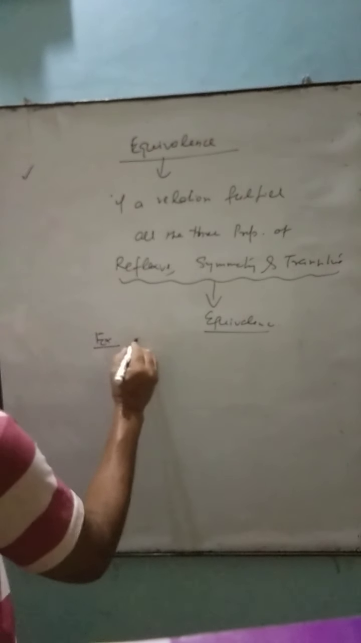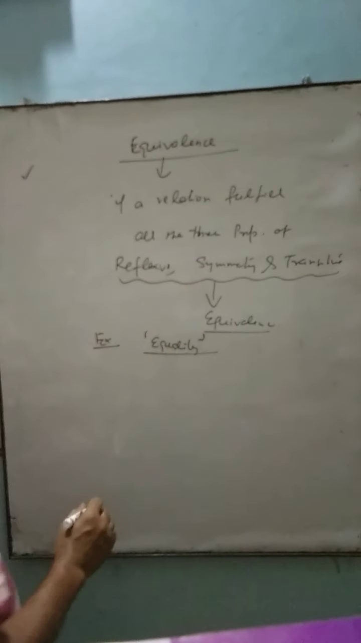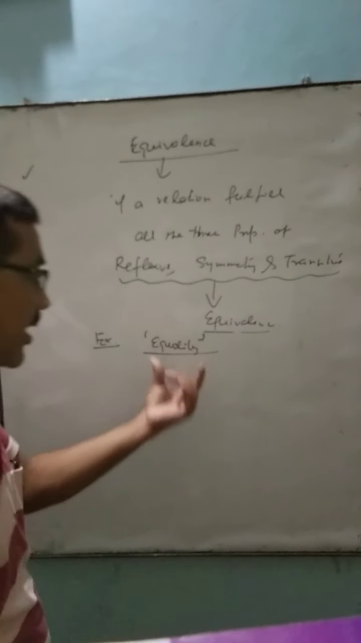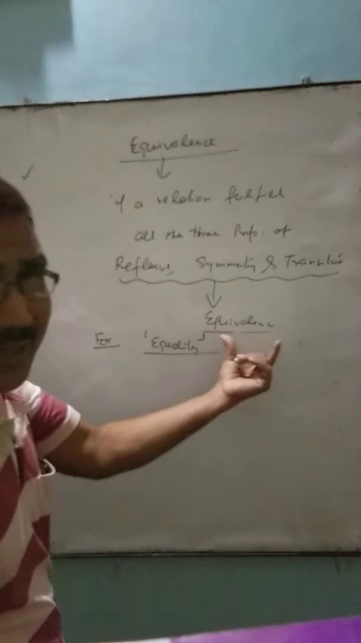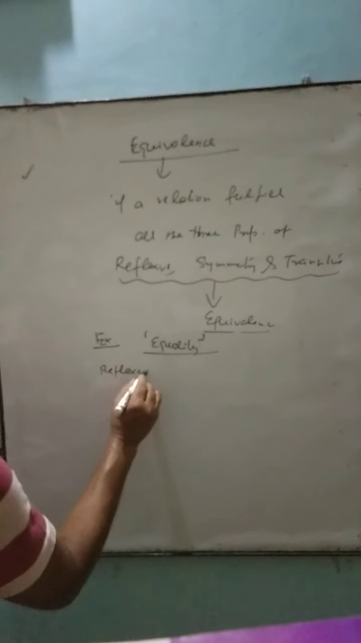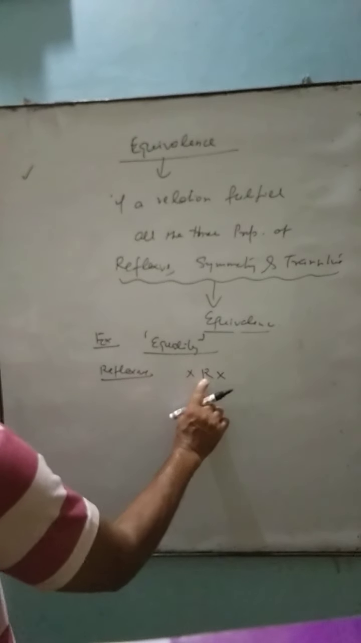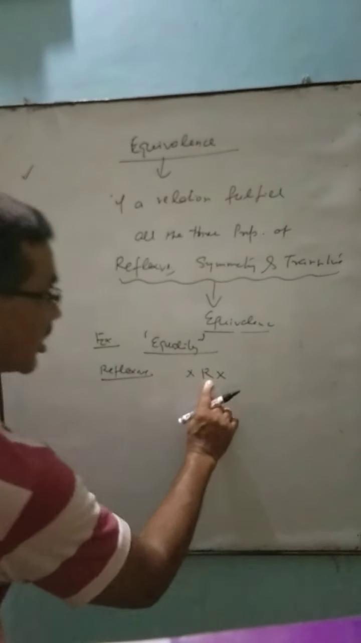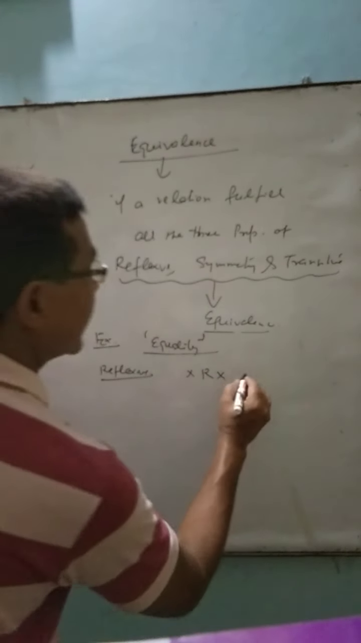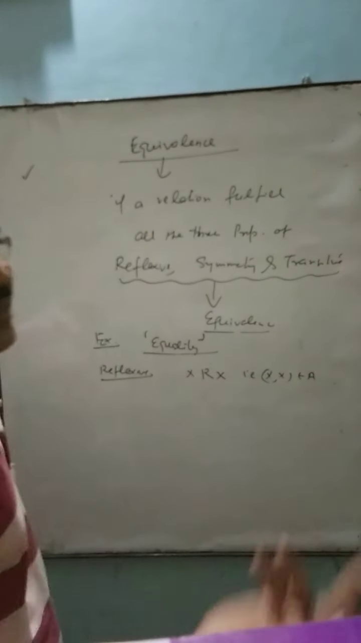Take the example of equality, which I have explained earlier. Now prove equality is an equivalence relation. The question will come like this: prove that equality is an equivalence relation. So what to do? First you will write here reflexive. Let x is equal to x. Look carefully, what is R representing here? R is a relation which represents equality. x is equal to x, which is true. That is, (x, x) belongs to a given set. A is any set we can take.